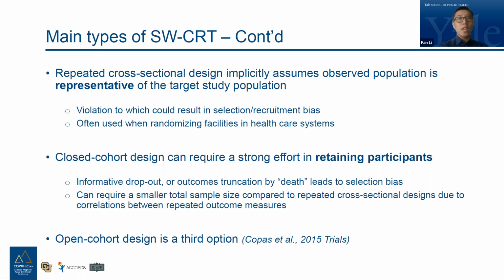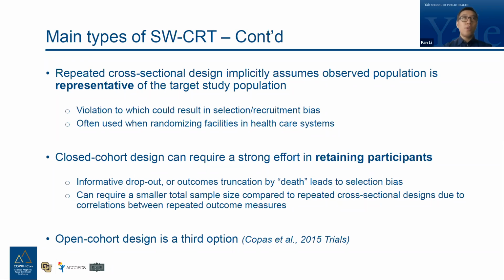In a closed cohort design, we may have to put in a stronger effort in retaining participants, because informative dropout or even patients' outcomes truncated by death may lead to selection bias, because those who remain in the study are generally healthier than the original cohort we identified at the beginning of the study. Except for that, in general, a closed cohort design can require a smaller total sample size compared to repeated cross-sectional designs, due to the correlations between repeated measurements of the outcome from the same patient over time.